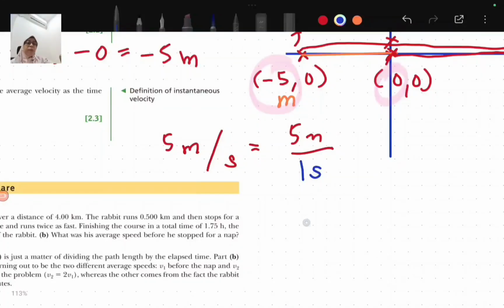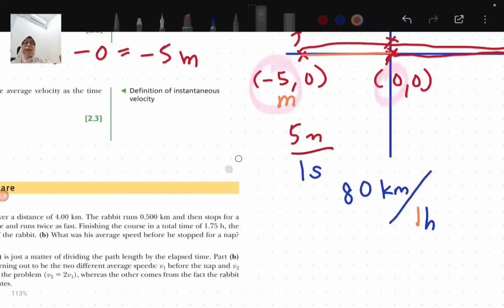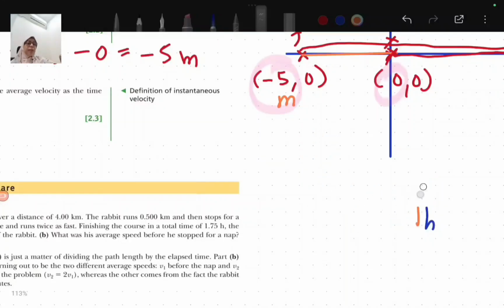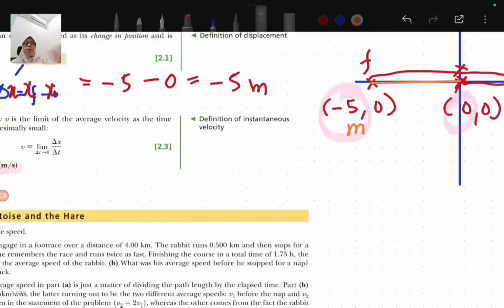So if we are talking about driving, let's say 80 kilometer per hour, it really means that within 1 hour, you have traveled a total distance of 80 kilometer. Alright. So that's the idea of what it means. And now let's look at how we differentiate in terms of the calculation.